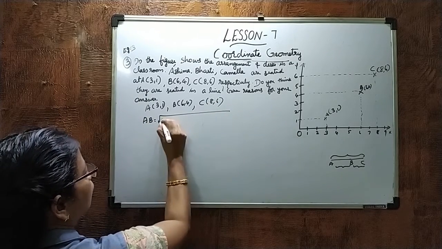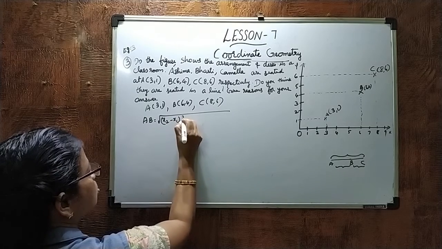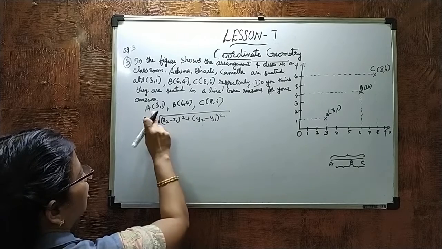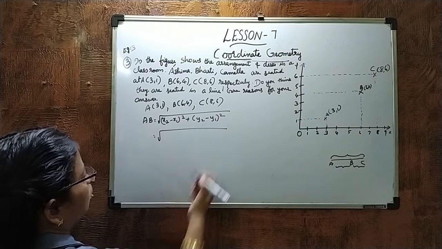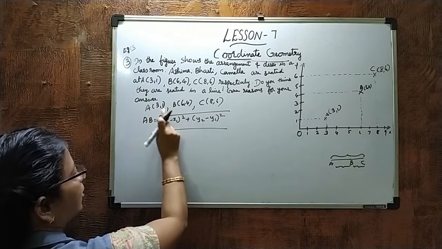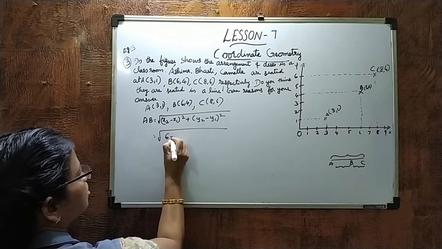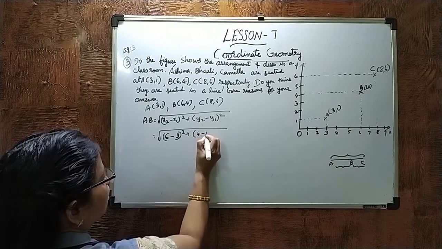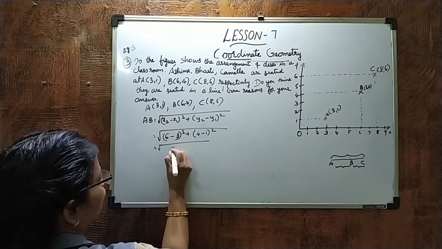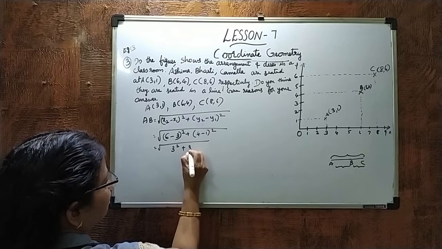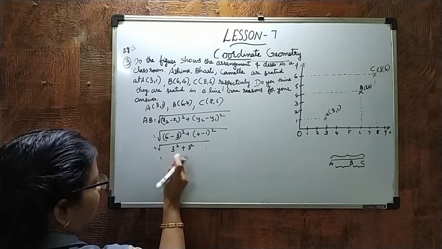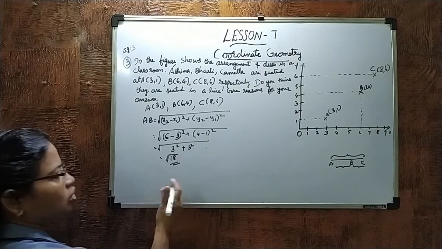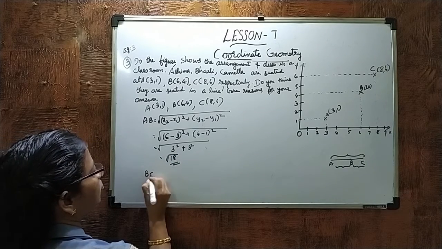AB equals root of x2 minus x1 the whole square plus y2 minus y1 the whole square. Now AB is here to find out this 2, right? So it is root of x2 is here x1 y1, here it is x2 y2. So 6 minus 3 the whole square plus y2 is 4 minus 1 the whole square equals root of 3 square plus 3 square, you will get the answer what? 9 plus 9, you will get root 18. Right? Okay.